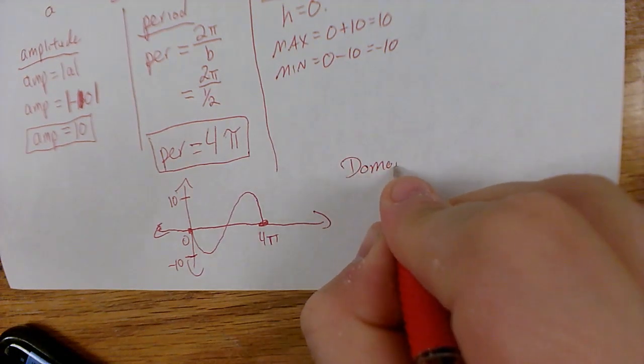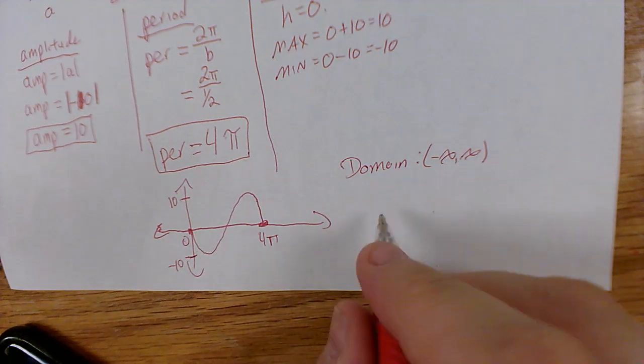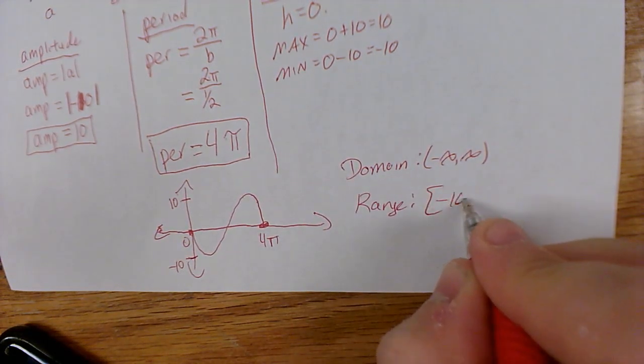Anyway, we're going to find our domain. Our domain is still -infinity to infinity because the graph is going forever in the left direction, and the range in this case would be from -10 to 10.